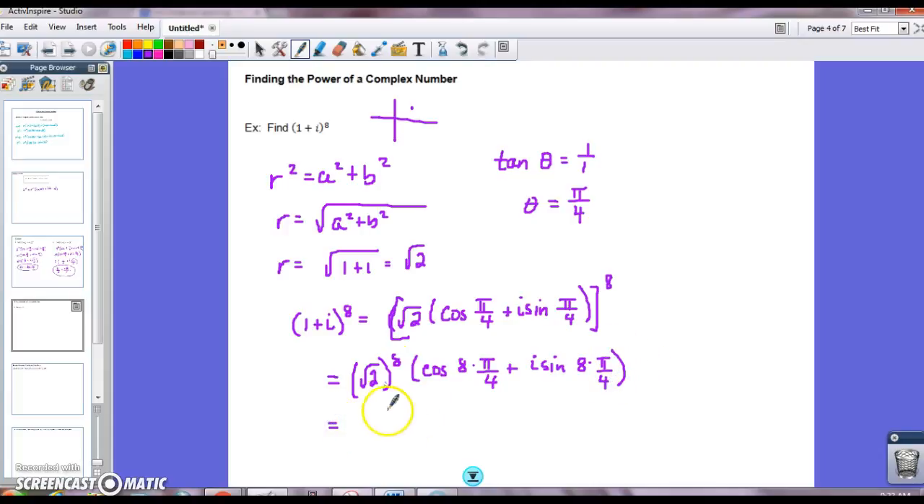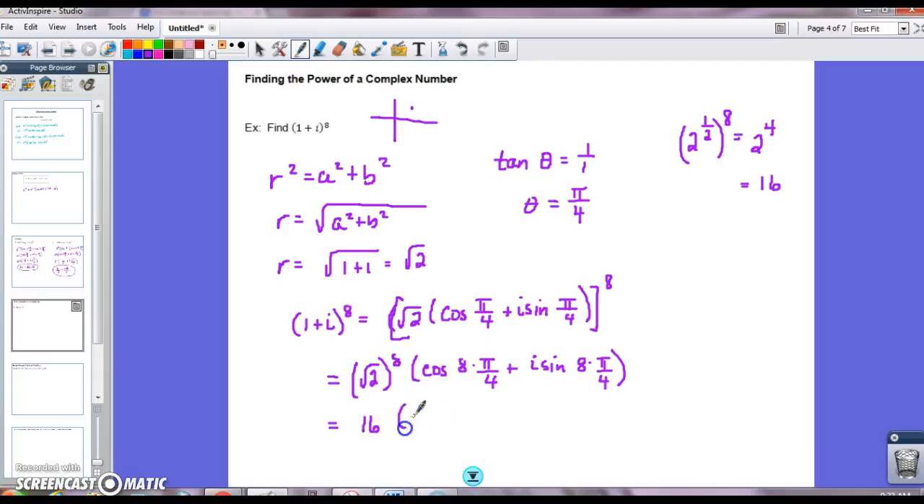Root 2 to the 8th. Remember root 2, I'll write it over here. Root 2 is 2 to the 1/2 power. If I raise that to the 8th power, remember when you raise an exponent to a power, you multiply those together, so that gives you 2 to the 4th. 2 to the 4th is 16. So here I will have 16.